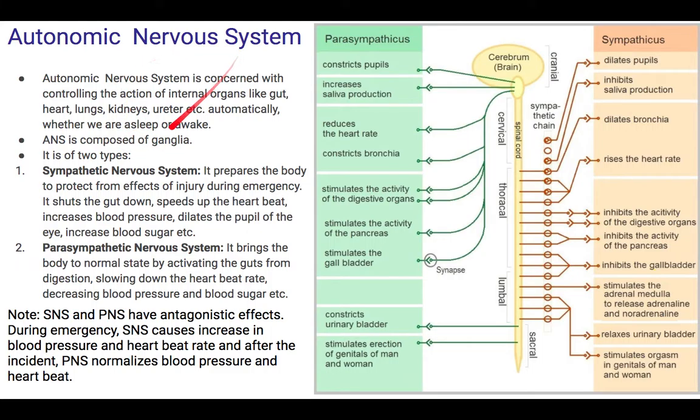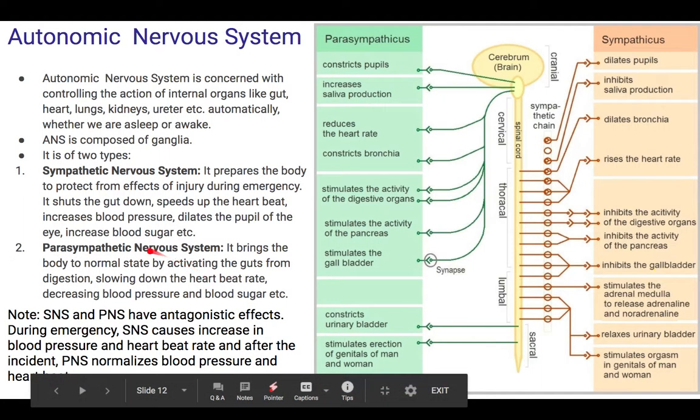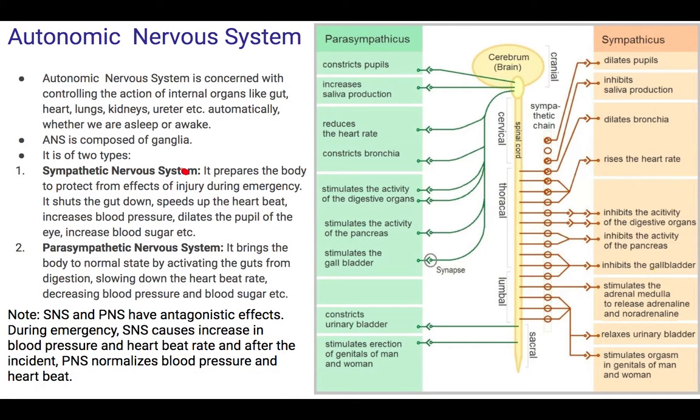Autonomic nervous system is of two types. One is sympathetic nervous system, and another is parasympathetic nervous system. And these two nervous systems work antagonistically. Antagonistically means just opposite to each other. What the sympathetic nervous system does is it prepares the body to protect from effects of injury during emergency. Suppose you face an emergency, then our body prepares itself to face that emergency.